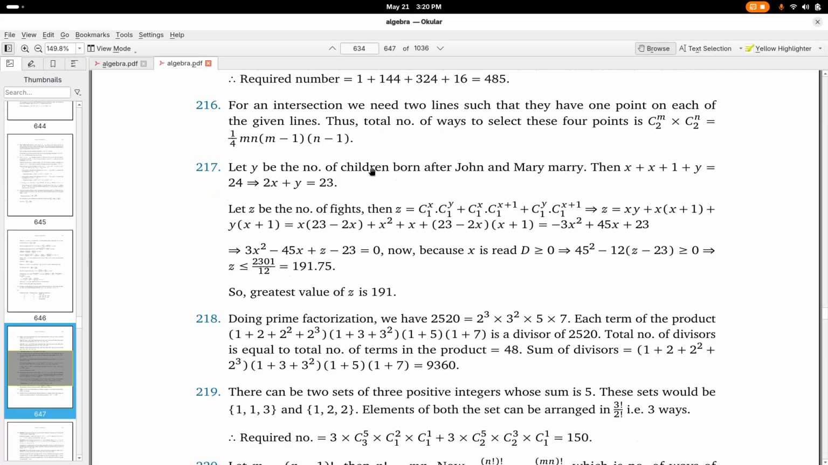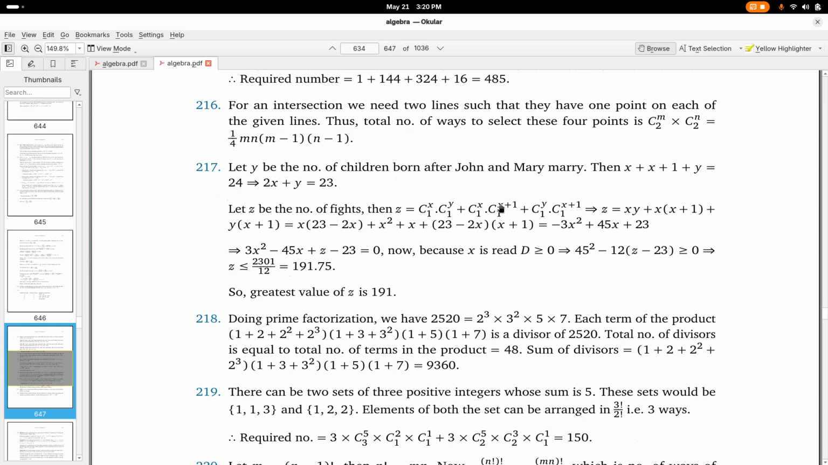So let y be the number of children born from John and Mary. So we will have x plus x plus 1 plus y is equal to 24. So 2x plus y is equal to 23. Let z be the number of fights. So z would be, you pick one child before marriage from John, one child before marriage from Mary. So xC1 multiplied by (x+1)C1. Then you pick one child of John before marriage and one child of John and Mary after marriage.